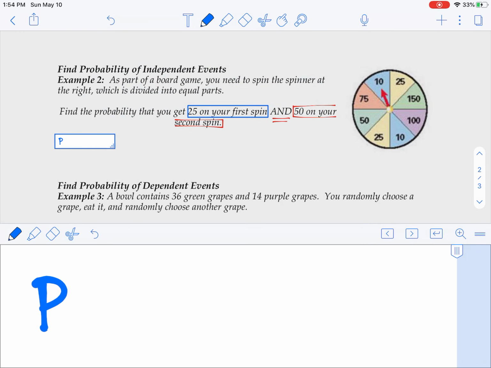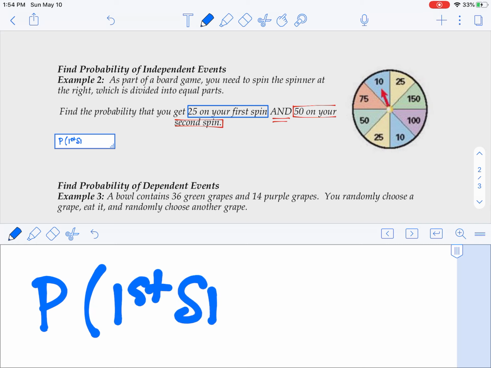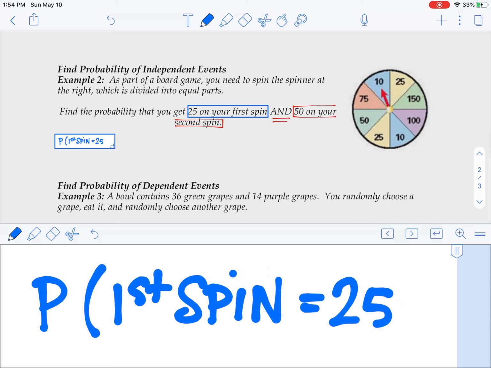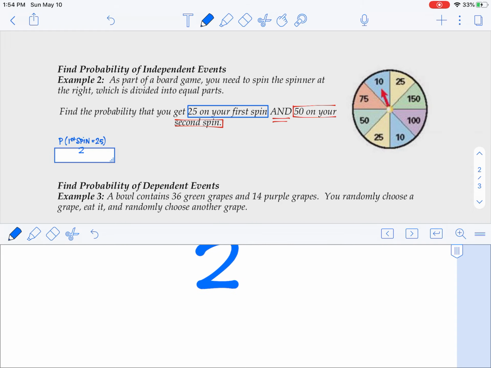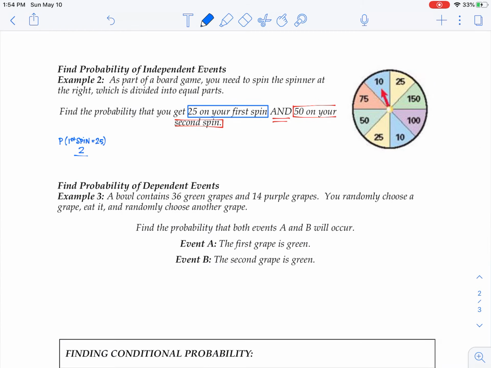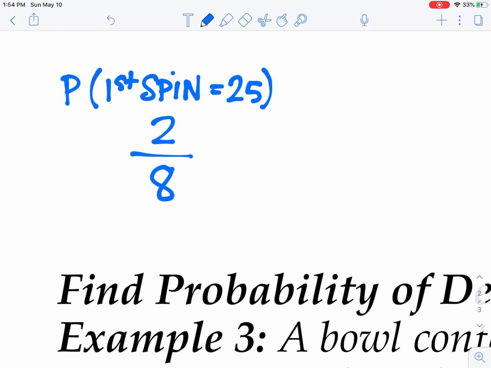First, we want to know the probability of our first spin equaling 25. So if we look over on our spinner, we have two spaces that are 25, so our favorable is 2 out of a total of 8 spaces. So the probability of our first spin being 25 is 2 out of 8.